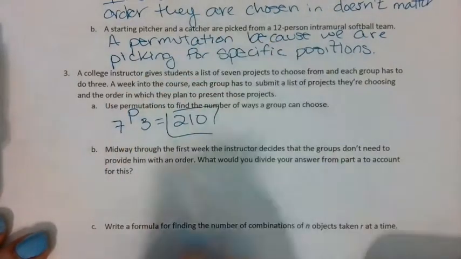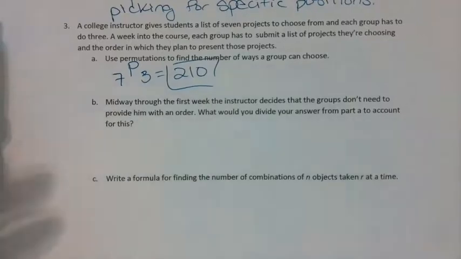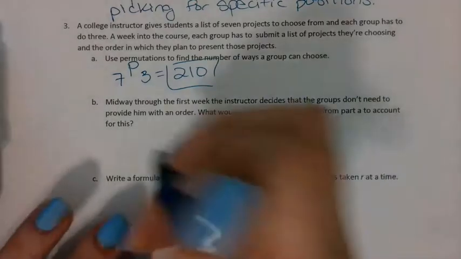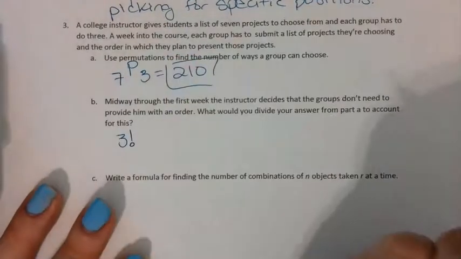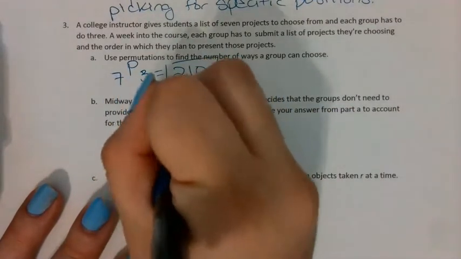Okay. Then it says, midway through the first week, the instructor decides that the groups don't need to provide him the order. What would we want to divide our answer by to account for this? So, if order doesn't matter, we would divide by 3 factorial, because there are 3 projects in order.